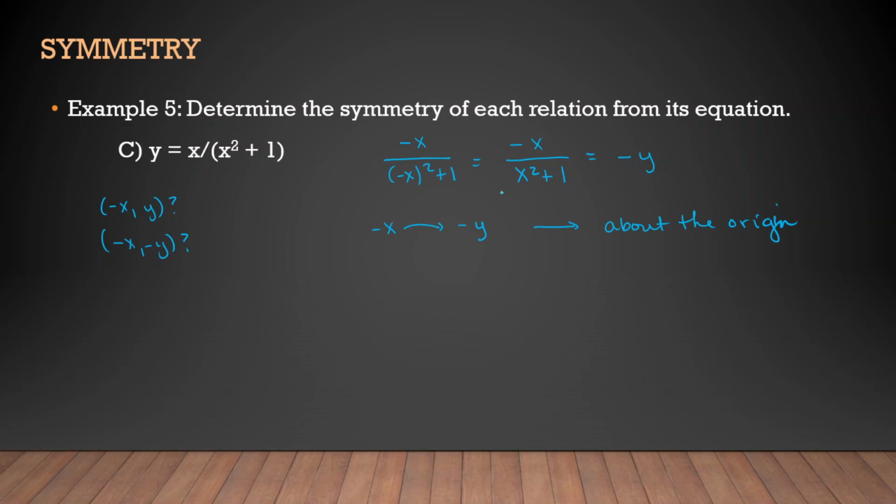The only way to get to that negative y would be to change that value of x. So if x stays positive, I'll never get a negative y. So this is only about the origin.